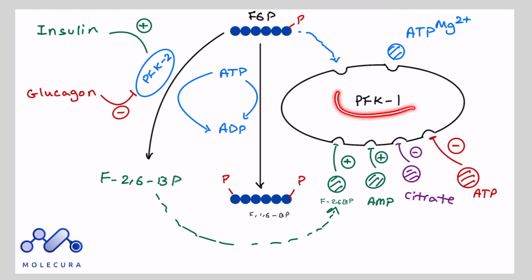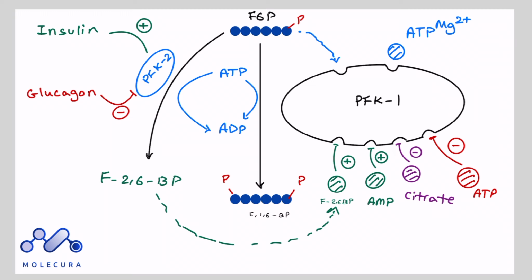Now, PFK1 is going to have two active sites. One of them, of course, is for the substrate, which is fructose 6-phosphate. And the other one is for ATP because it's using ATP to turn this substrate into the product. These are the two active sites of phosphofructokinase. Now, phosphofructokinase is highly regulated. It has 4 allosteric sites.